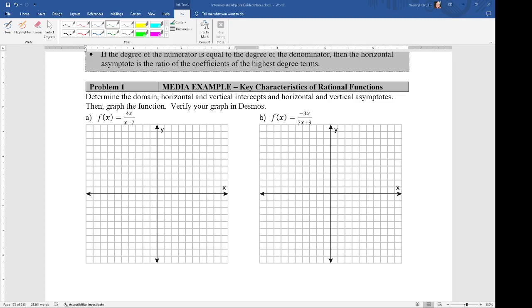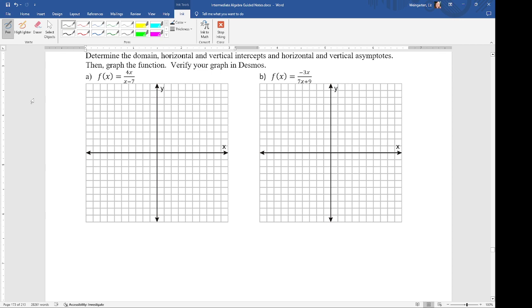In problem 1, we are going to look at graphing rational equations. Rational equations are equations that contain a fraction. So, we want to find the domain, horizontal and vertical intercepts, asymptotes, and then we want to verify our graph in Desmos, which I will let you do on your own. So I'm going to start by determining the domain. I'm going to scroll down a bit here so I have a bit more room to work.